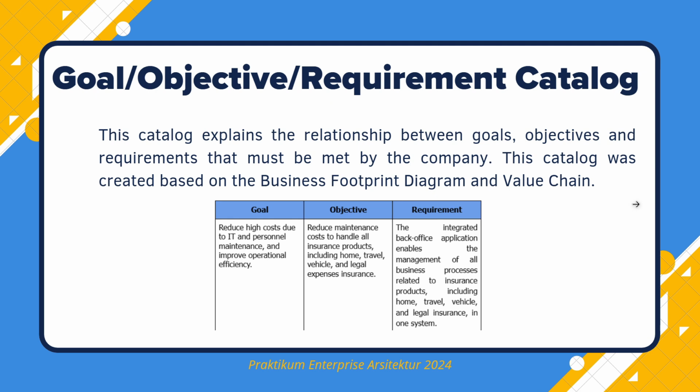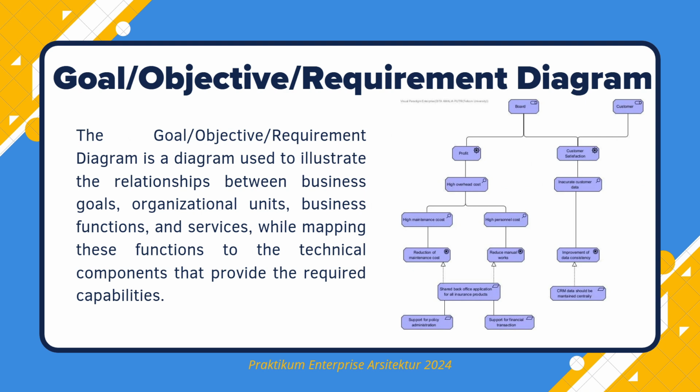Next is the Goal Objective Requirement Catalog. This catalog explains the relationship between goals, objectives, and requirements that must be met by the company. Next, there is the Goal Objective Requirement Diagram. It is a diagram used to explain the relationship between business objectives, organizational units, business functions, and services, as well as mapping these functions to technical components that provide the required capabilities.